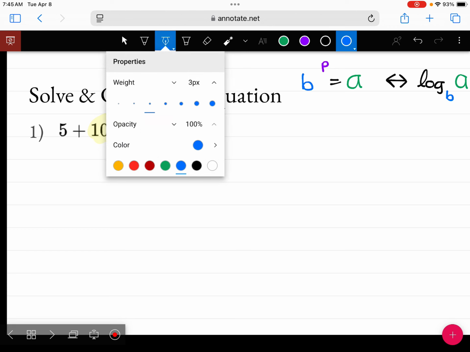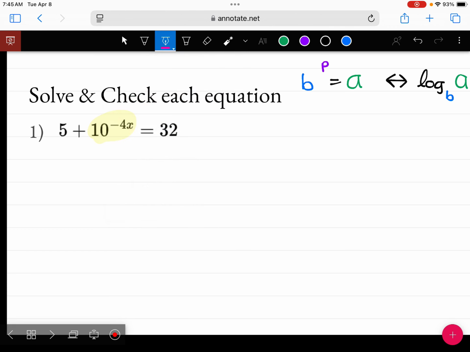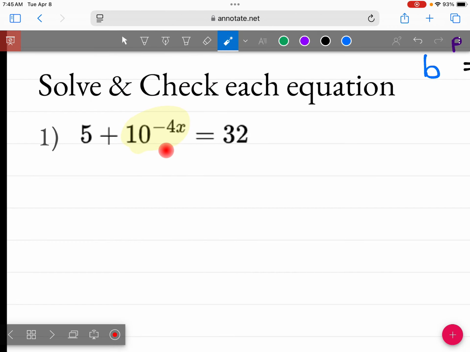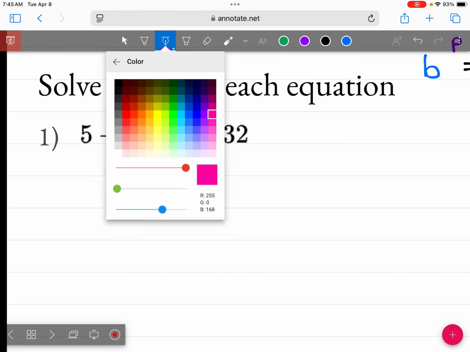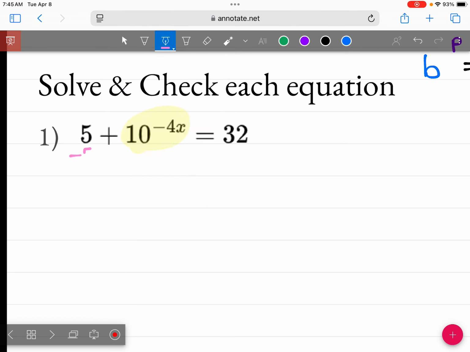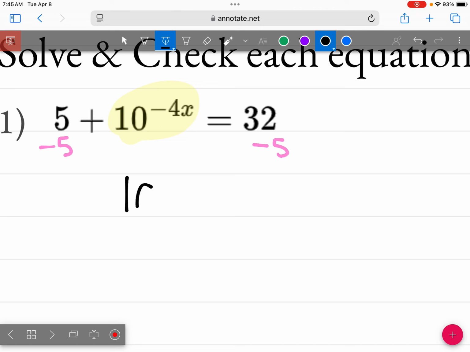Subtract 5. Yeah. We need this guy by himself. So I gotta get that 5 to go away. So let's subtract 5 from both sides. Minus 5, minus 5. That's gonna give me 10 to the minus 4x equals 32 minus 5, 27. I was gonna say, we've got calculators, but I know we're also writing, and so it's also early. I'll give us that one.